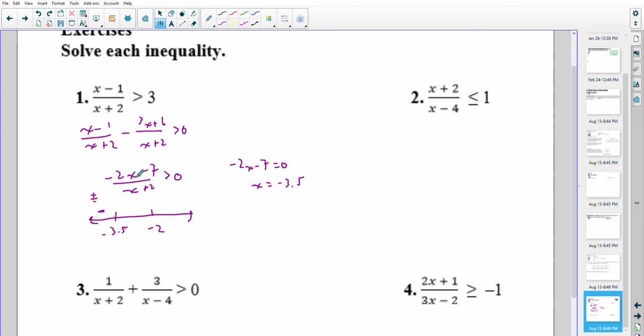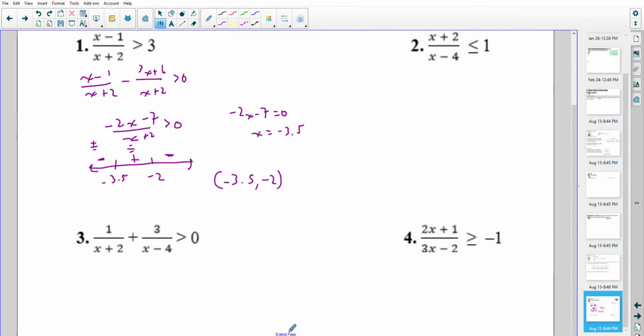Negative 3, which would be a positive 6, would be a positive over a positive, which becomes now a positive. And if you plugged in 0, for example, you'd have negative 7 halves, which means that this is going to be negative. Therefore, your answers on this one, where it's greater than 0, are going to be right between these two, which means that it's from not including negative 3.5 to negative 2, not including negative 2.